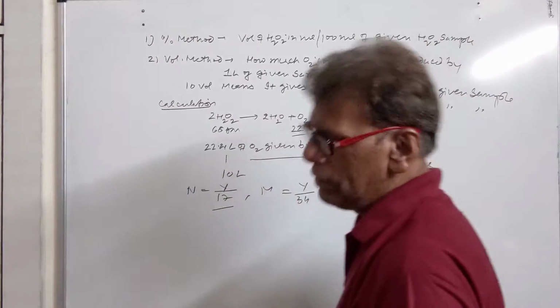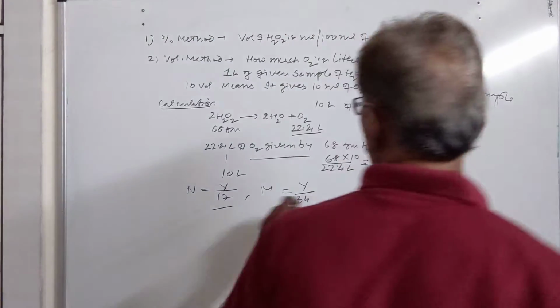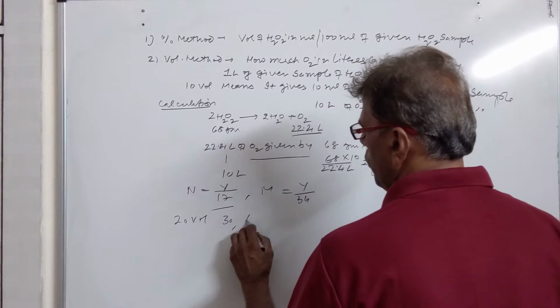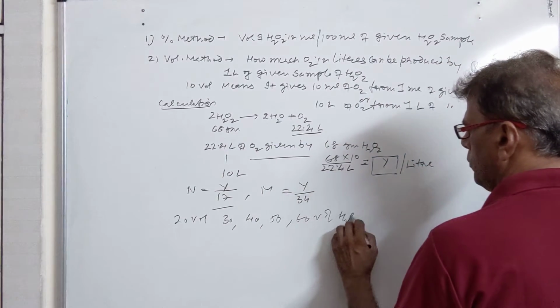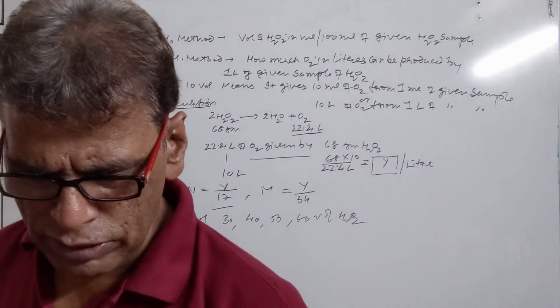And strength is very simple. We have already explained that. Similarly, now you go for the calculation: 20 volume, 30 volume, 40 volume, 50 volume, 60 volume of H2O2. You practice it, you will be expert of the calculation.